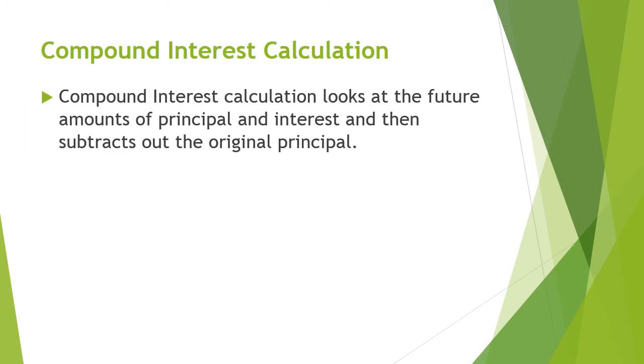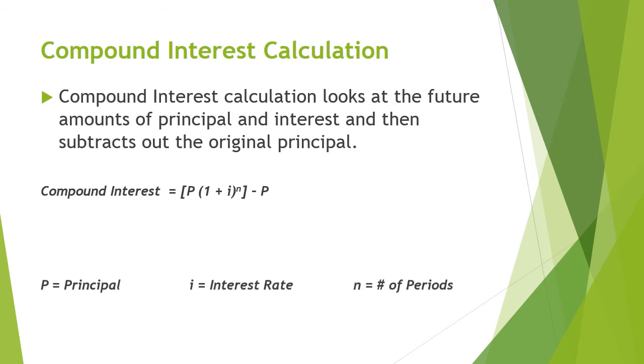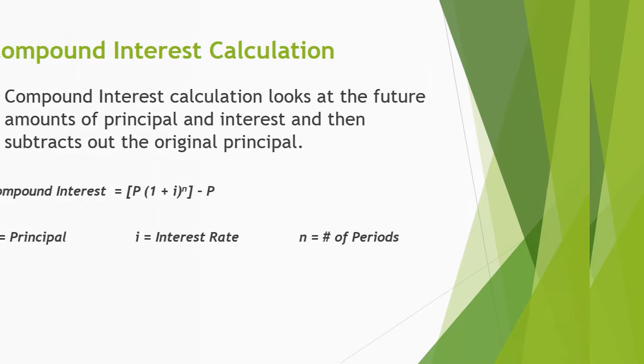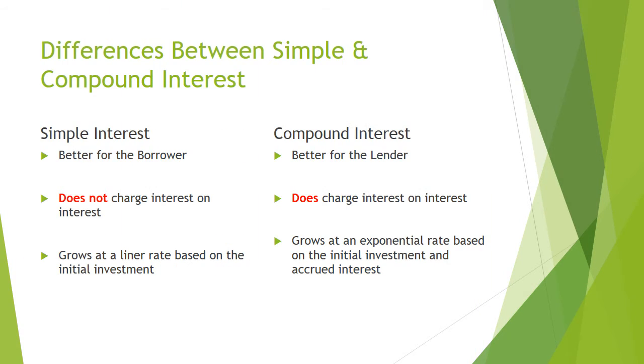The compound interest calculation looks at the future amounts of principal and interest and then subtracts out the original principal. So as you can see here, it's the original principal amount of the loan times 1 plus the interest rate raised to the number of periods, and then after you get that number, you back out the original principal of the loan.